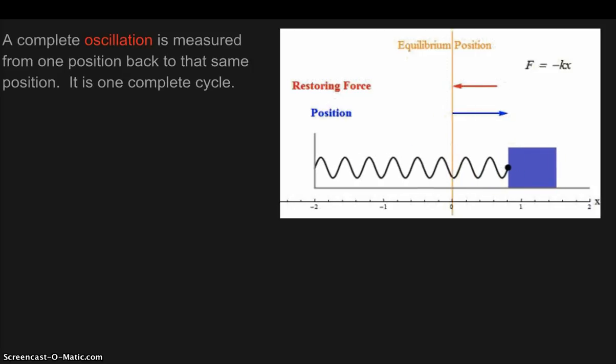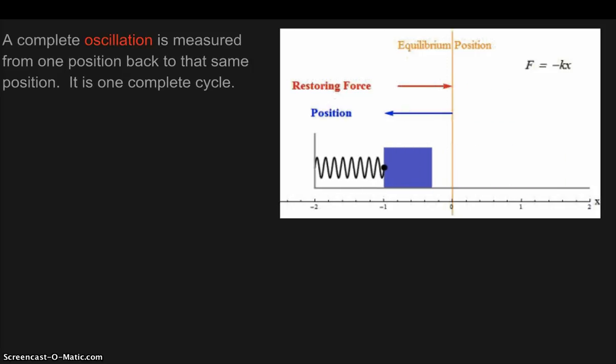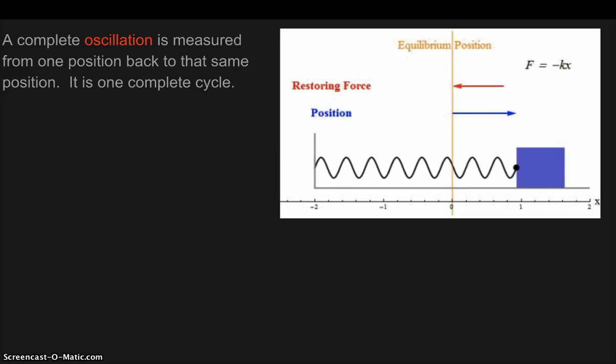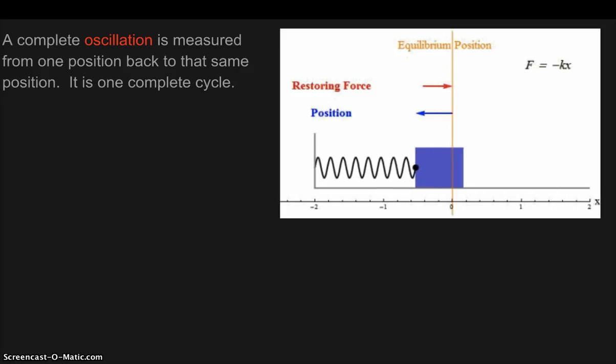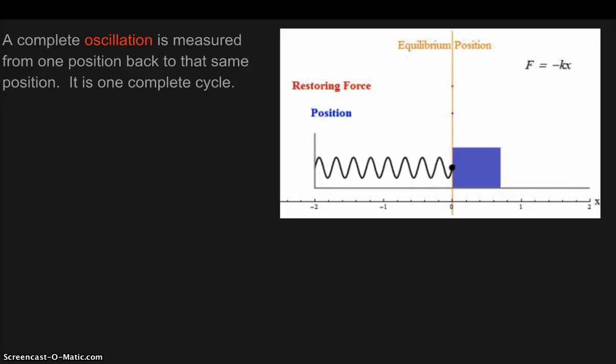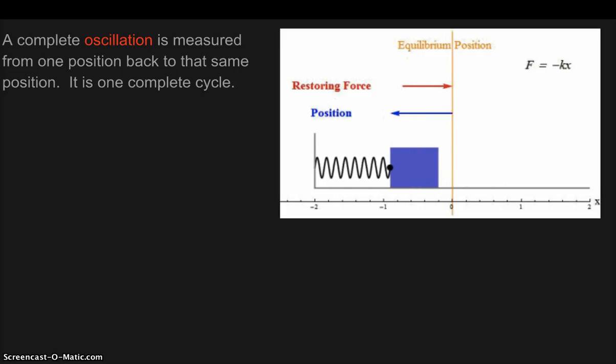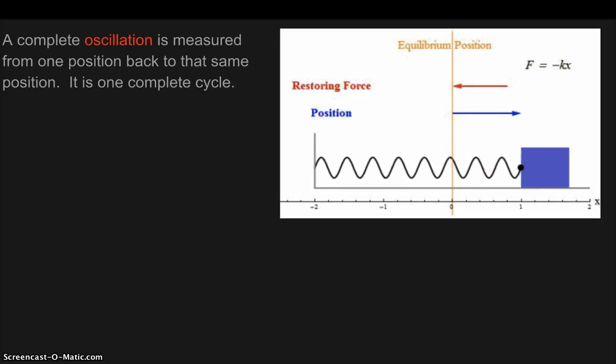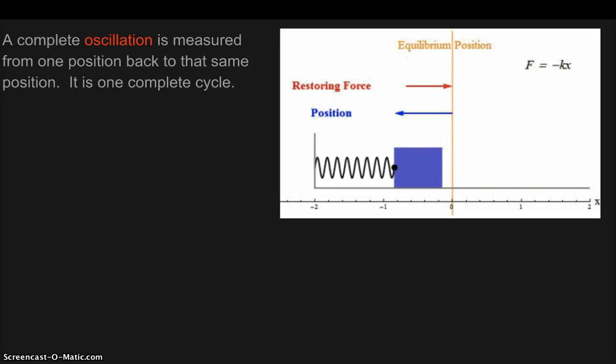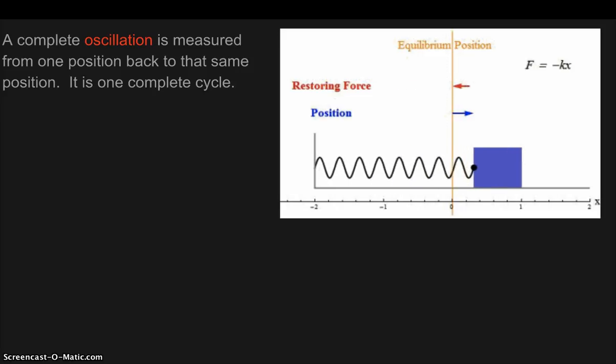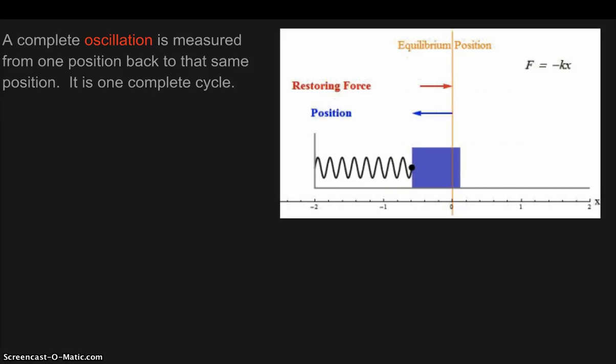So we measure one oscillation. You can also think of it as a cycle from one spot back to that same spot. So it is one complete cycle. In this case, we're going to measure an oscillation from -1 and then back all the way to -1. You can choose any point to start as long as you measure back to that same starting point.